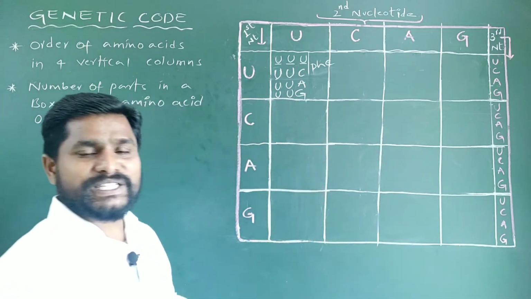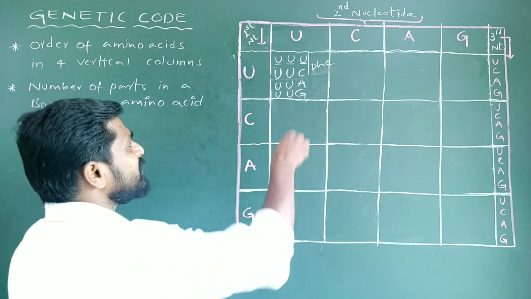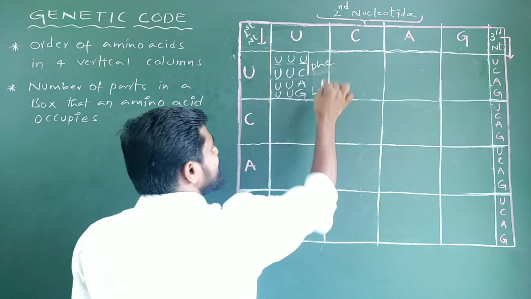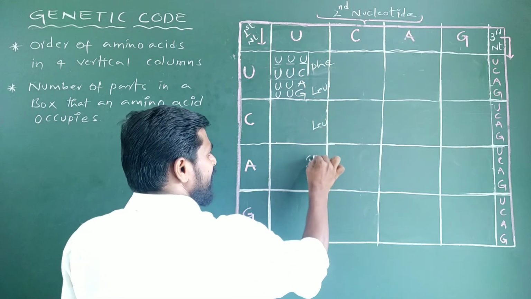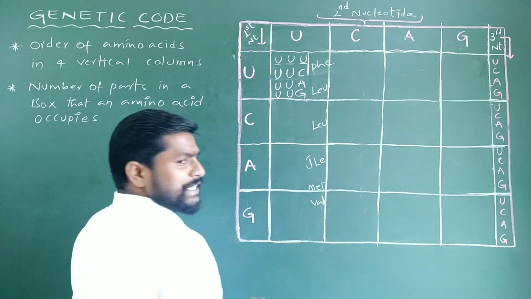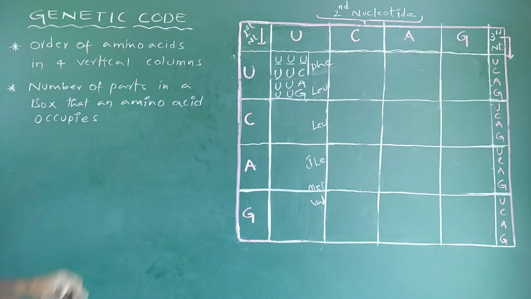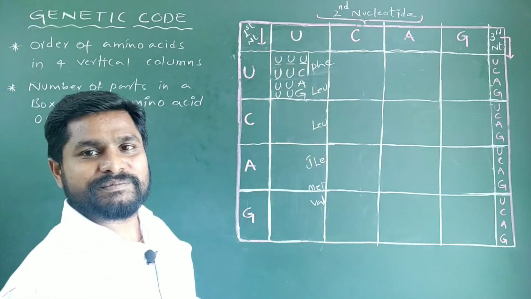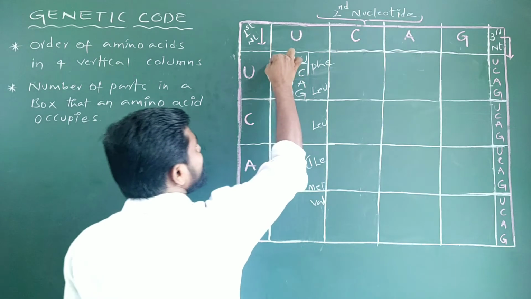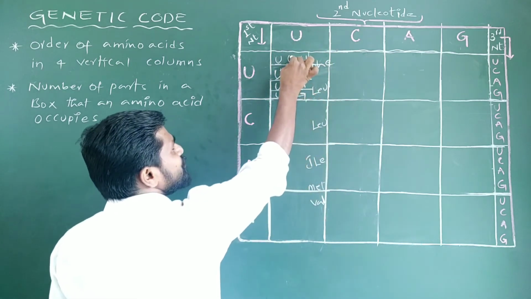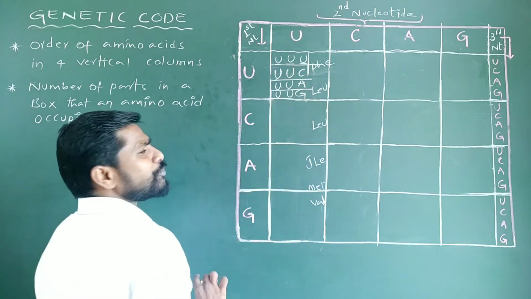So this is the first vertical column of checkerboard. The order of amino acids of this first vertical column are phenylalanine, leucine, leucine, isoleucine, methionine, and valine. And the second point to remember is the number of parts in a box that an amino acid occupies. So this is the first box of a first vertical column. Here I am dividing this box into 4 parts for 4 triplet codons. First part, second part, third part, and fourth part.